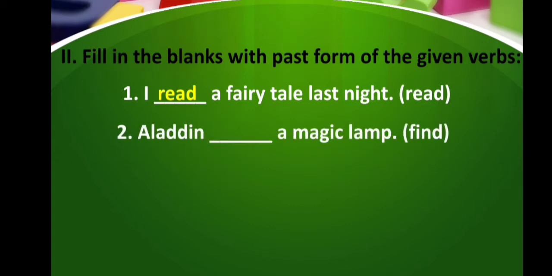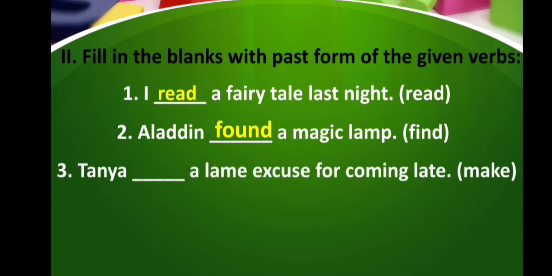The next one is Aladdin dash a magic lamp, and the given verb is find. So here we have to change the root form of the verb to the past form of the verb. So the past form of the verb is found, and the answer will be Aladdin found a magic lamp. The next one is Tanya dash a lame excuse for coming late, and the given verb is make. So we will change this verb to the past form, and the answer will be made. And the final answer is Tanya made a lame excuse for coming late.